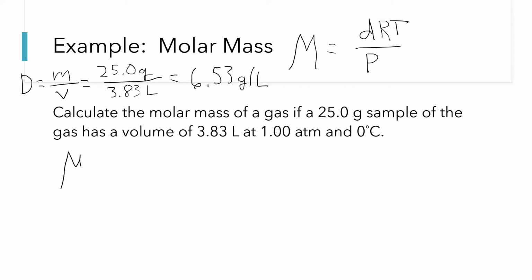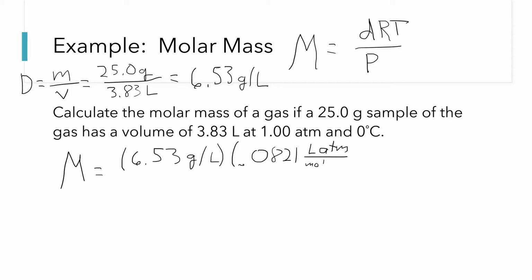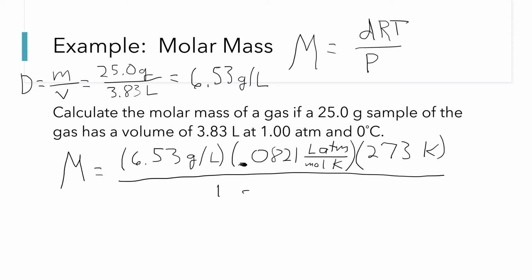All right, I really should make a variable list, but hopefully this is straightforward enough. It's all right for me to skip it this time. We've got 6.53 grams per liter. We're going to multiply that times R, which is 0.0821 liters times atmospheres over moles and Kelvin, and I wrote that decimal point very sloppily, so that's supposed to be a decimal over there. The temperature is 0 degrees C, but we never use Celsius. We want to convert that to Kelvin, so that'll be 273 Kelvin. Then we're going to divide it all by the pressure, and the pressure is 1 atmosphere.